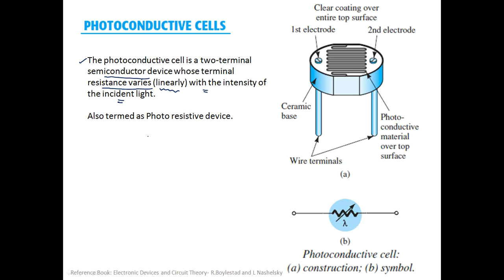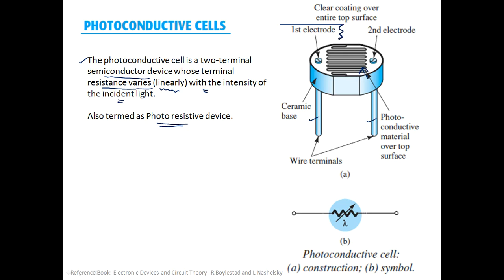Okay, so in simple words, it's a photoresistive device, or a photoconductive cell. So how does the structure look? These are the two wired terminals. You have a ceramic base surrounding, and on top of the ceramic base there is a very thin coating of photoconductive material. So that's the photoconductive material, right?